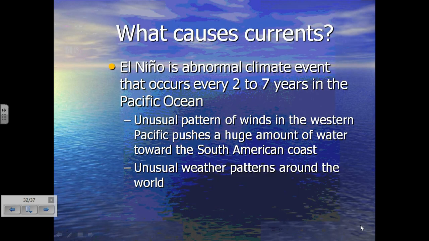El Nino is an abnormal climate event that occurs every 2 to 7 years in the Pacific Ocean. It is an unusual pattern of winds in the western Pacific that pushes a huge amount of water toward the South American coast. This results in unusual weather patterns around the globe.